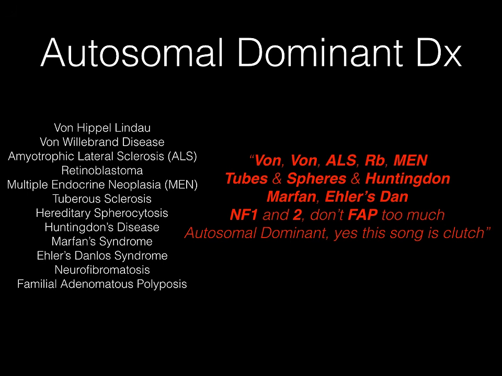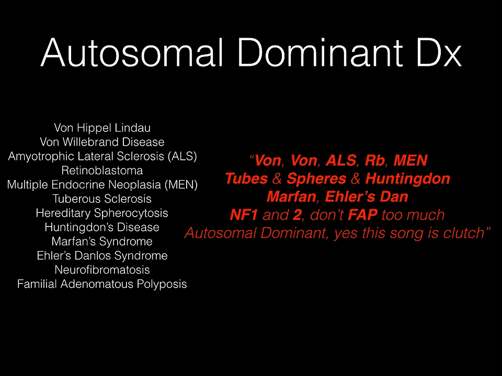So here we go. Von, ALS, RB, MEN, tubes and spheres and Huntington's, Marfan, Ehlers-Danlos, NF1 and 2, don't FAP too much. Autosomal dominant, yes, this song is clutch.